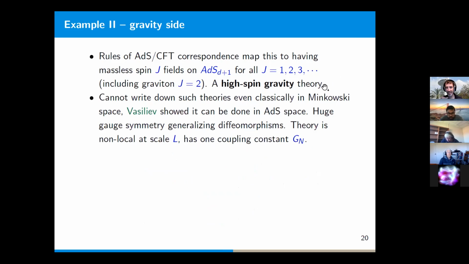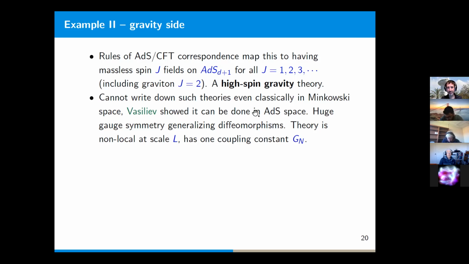They're, if you like, natural generalizations of gravity, where we don't just have the spin 2 graviton, but also its higher spin generalizations. It's of course rather natural to look for theories of this type, since we do have a spin 2 graviton, but it turns out that even classically one cannot write down any consistent theories of this type in Minkowski space, which is why these theories are not very common. However, Vasiliev showed already many years ago that it is possible to write down classical theories of this type in anti-de Sitter space.